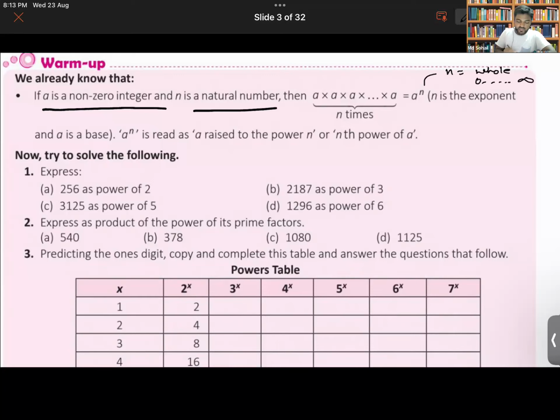So how do you represent it? You can simply represent it as a raised to the power n, where this a is being called the base. Getting it now? And here is the power, that we call the exponent here, right? So that is clear here.